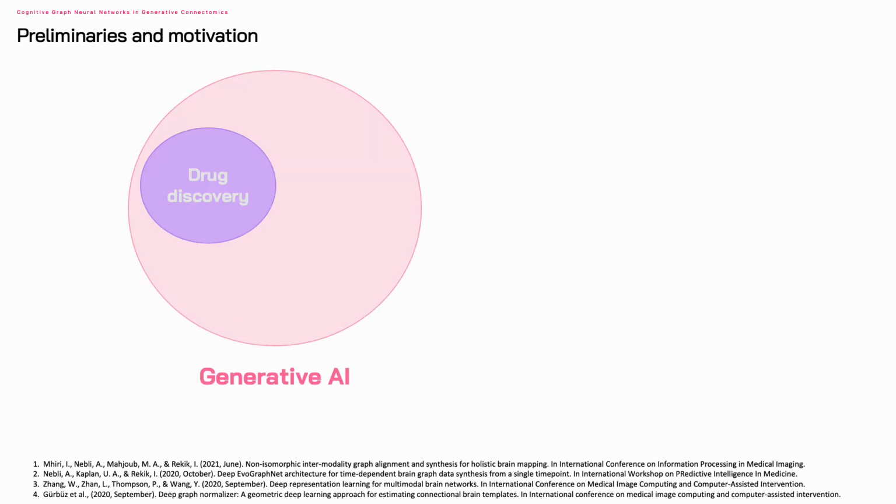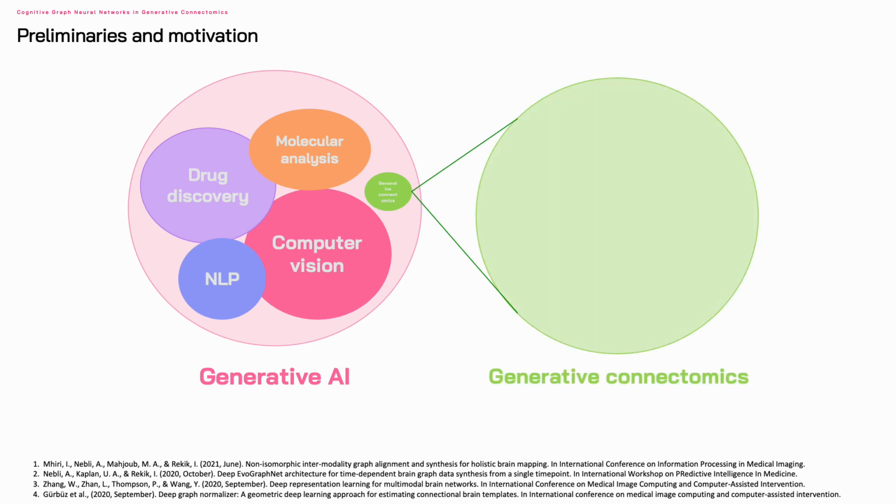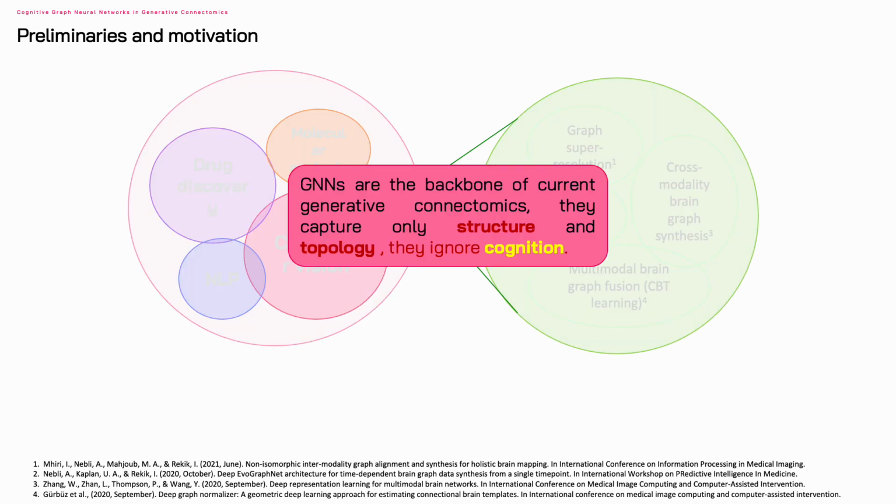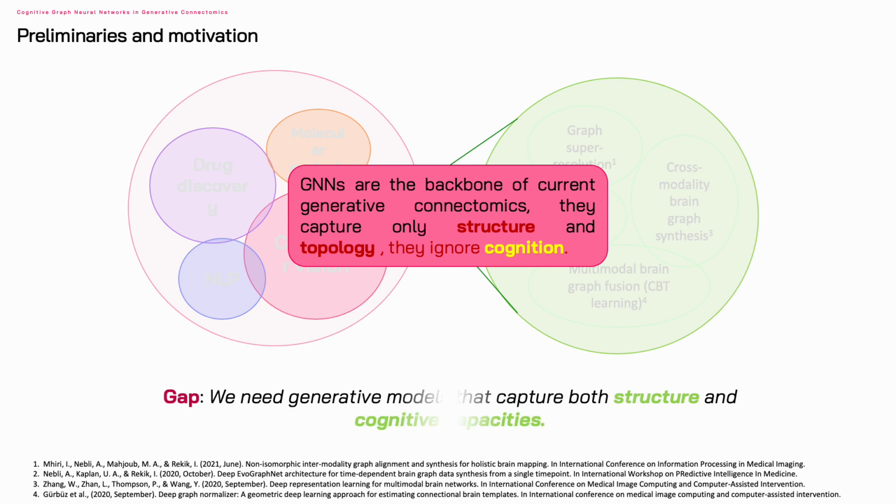Generative AI has transformed so many fields such as drug discovery, NLP, computer vision, etc. In neuroscience, a nascent field called generative connectomics is emerging with applications such as graph super-resolution, brain evolution prediction, cross-modality graph synthesis, and CBT learning. The backbone of these advances has been graph neural networks, but they focus only on preserving the structure and topology of the connectome while they overlook a key feature of the brain, which is cognition. This creates a big gap. We need generative models that capture both structure and cognitive capacities.